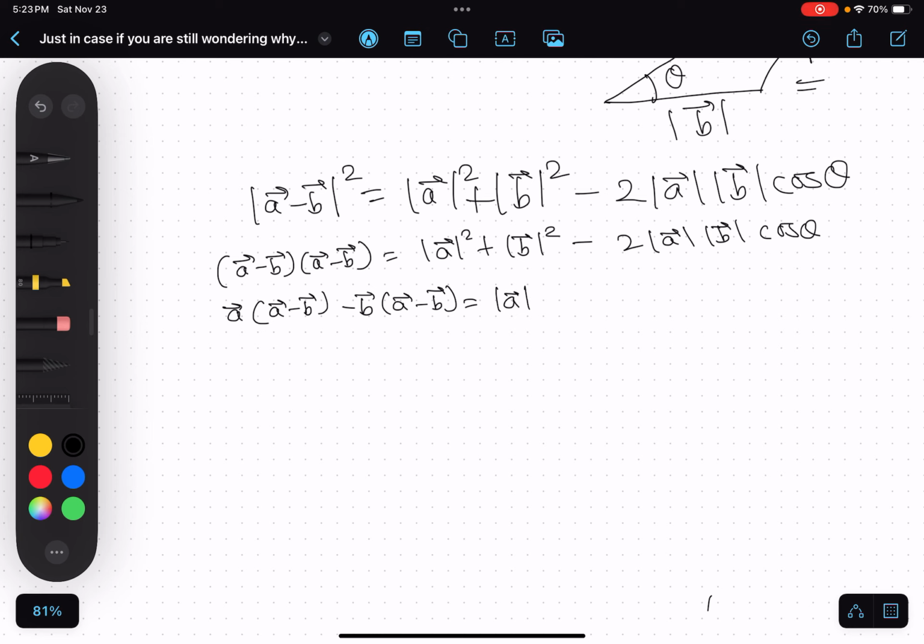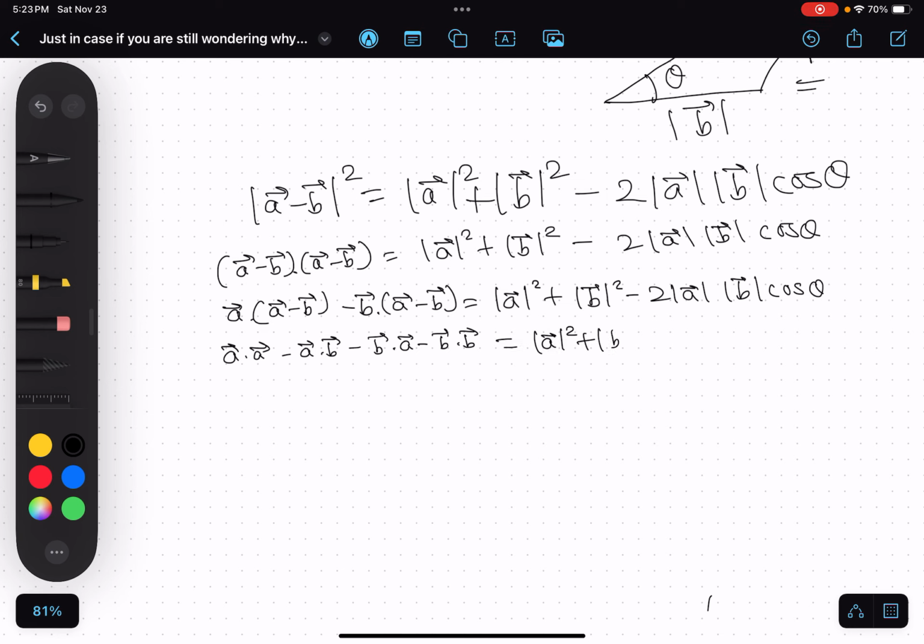So this will just be magnitude of a vector square plus magnitude of b vector square minus 2 magnitude of a magnitude of b cos theta, right? Now over here, if I try to distribute it, this will just be a vector dot a vector minus a vector dot b vector minus b vector dot a vector plus b vector dot b vector, right? This equals magnitude of a squared plus magnitude of b squared minus 2 magnitude of a magnitude of b cos theta.